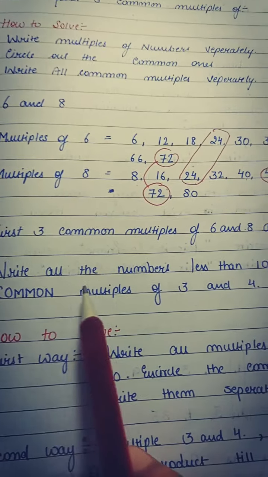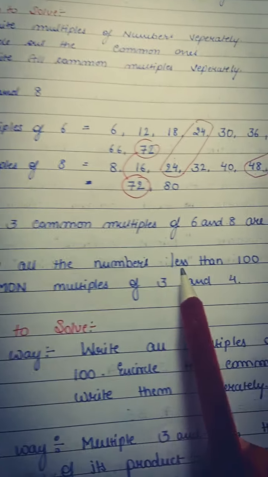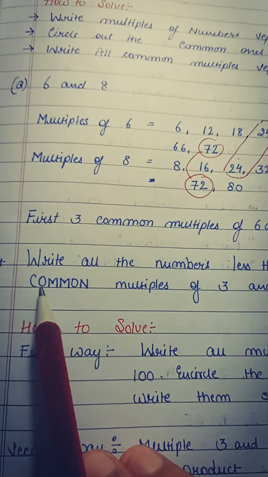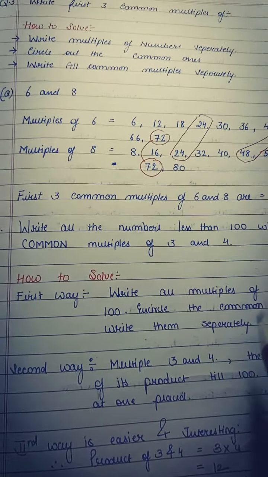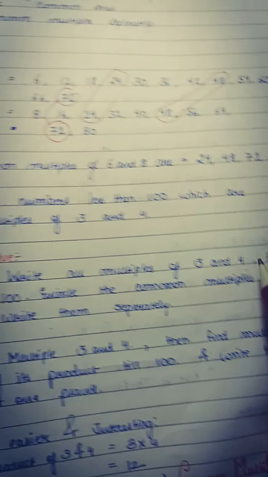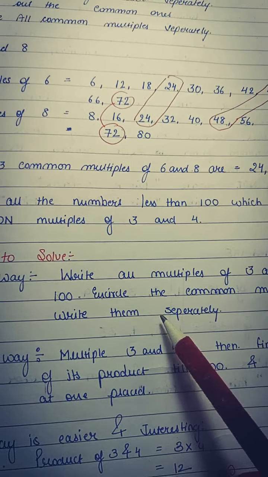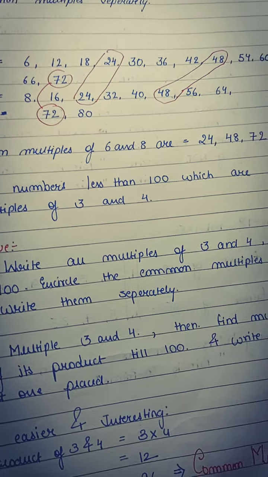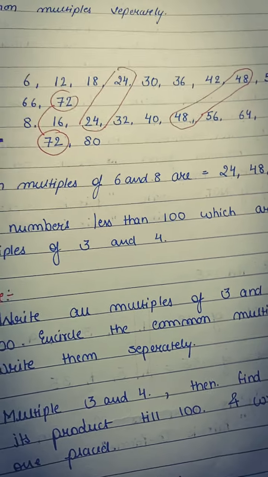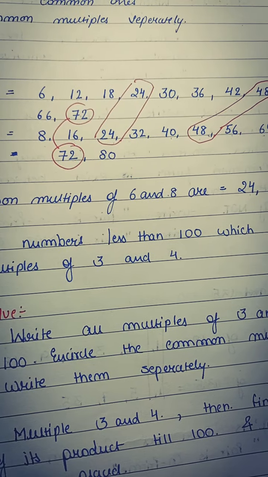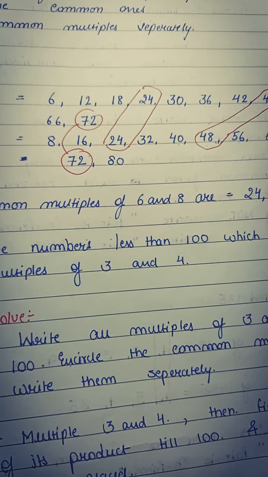Question number 4. Write all the numbers less than 100 which are common multiples of 3 and 4. How to solve? There are two ways to do this. The first way: write all the multiples of 3 and 4 separately which are less than 100, circle out the common multiples and write them separately, as we have done for questions number 1 and 3. The second way seems to be different and more interesting, so we'll go with the second way.